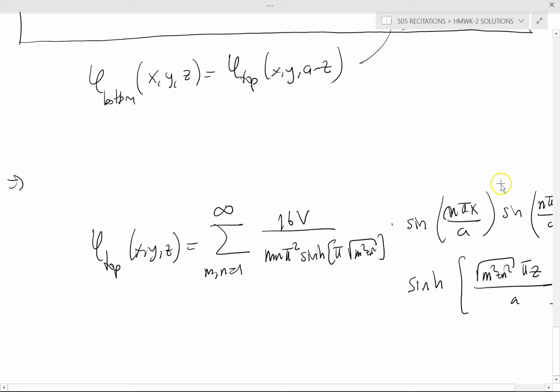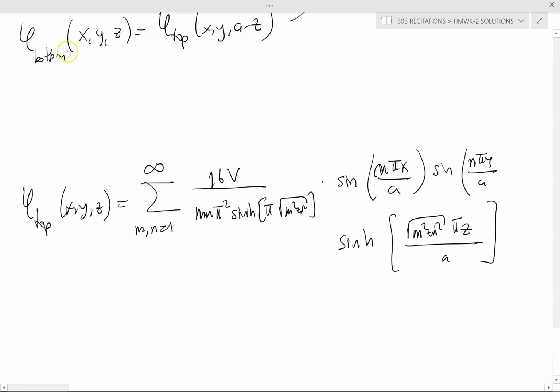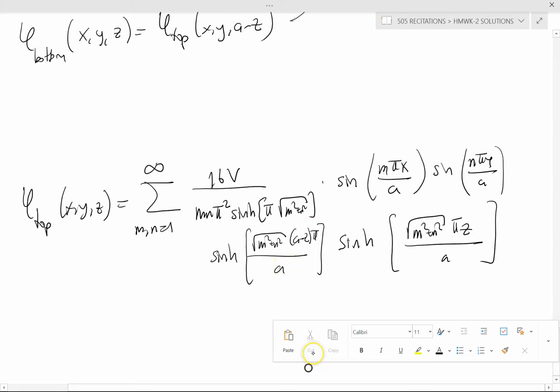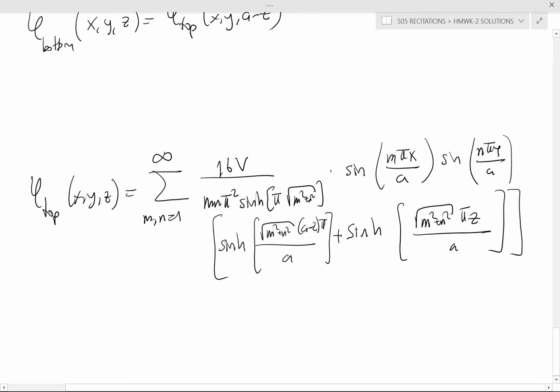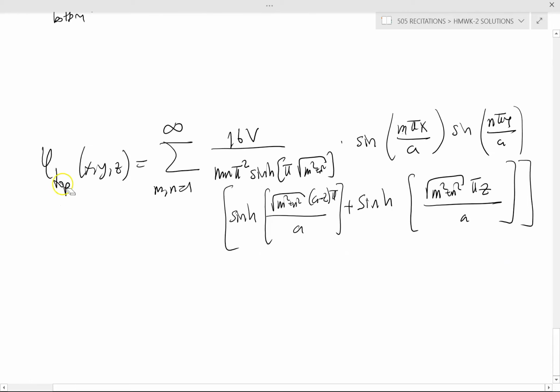Okay, let me pass into drawing again. Yes, this is m, and now with this I need to add sinh m square n square a minus z pi divided by a. Plus. Nice. This is now not the top but the total potential.